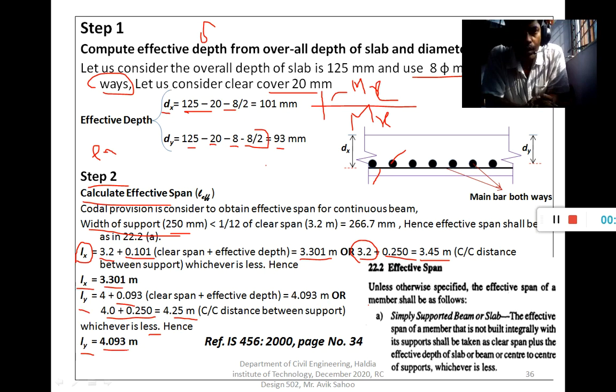So we compute the effective span using the codal guidelines mentioned in clause number 22.2. The slab is continuous, so for a continuous slab the provisions are given. We check the provision and accordingly we calculate the effective span along the shorter direction and along the longer direction.